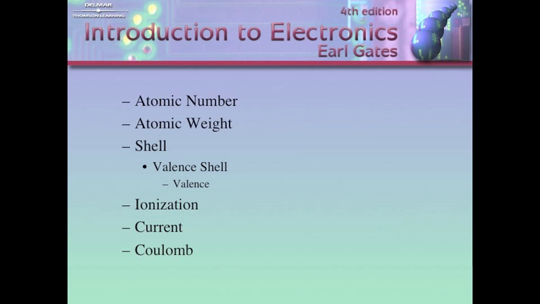Atomic number is derived by counting the number of protons. Atomic weight is derived by counting the number of protons and neutrons, which shows you how dense they are. We don't even count the electrons. All we do is count the protons and neutrons. We call that the atomic weight. Shell is the orbital path that the electrons follow around the nucleus.